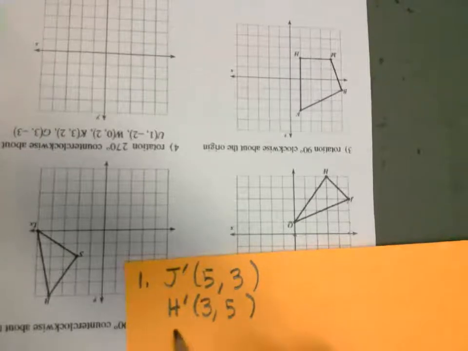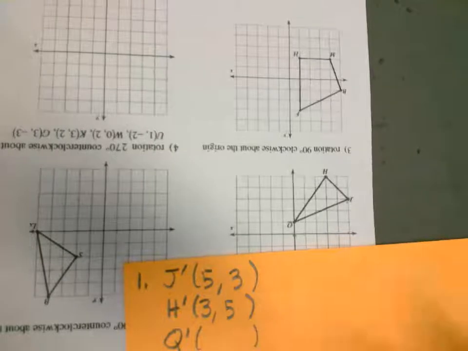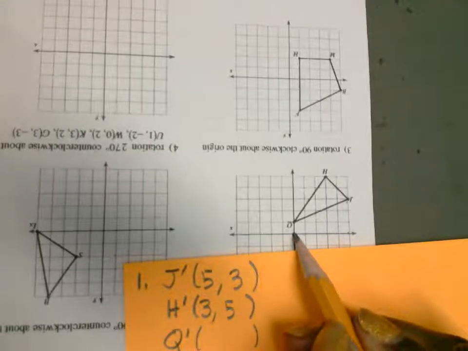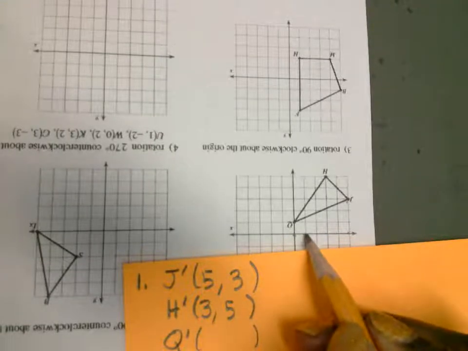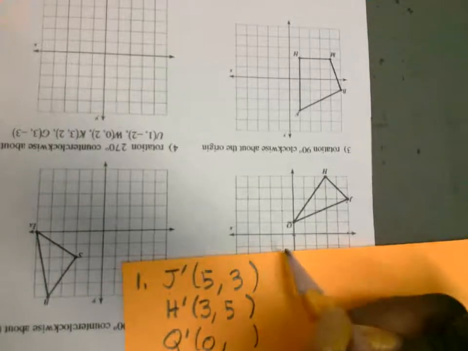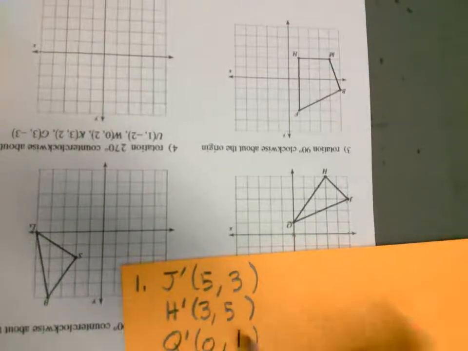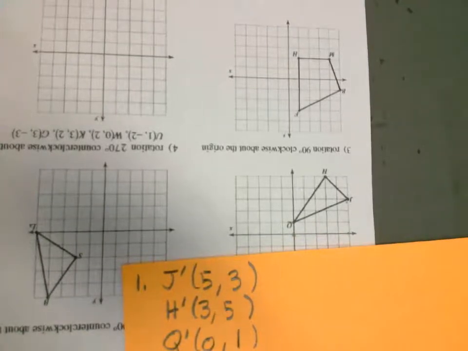Let's look at our new location for Q. Q prime. Start at the origin. You're not going to go to the left or to the right. So that's 0. Comma, you're going to go up 1 to get to Q. So that's a positive 1.